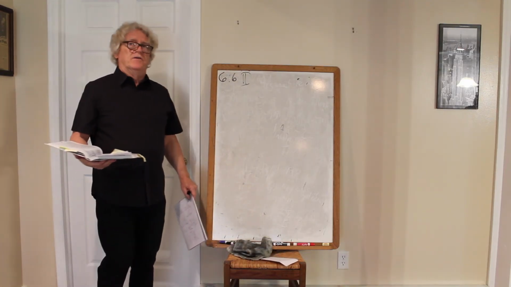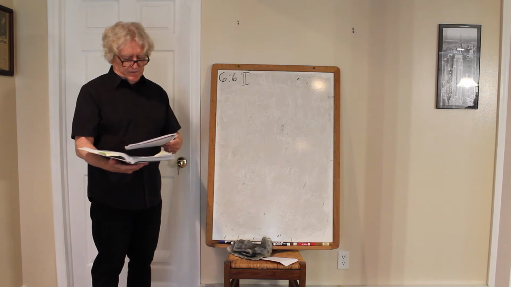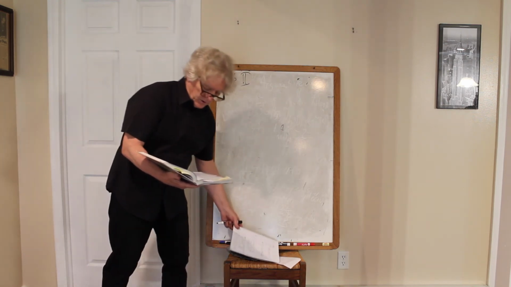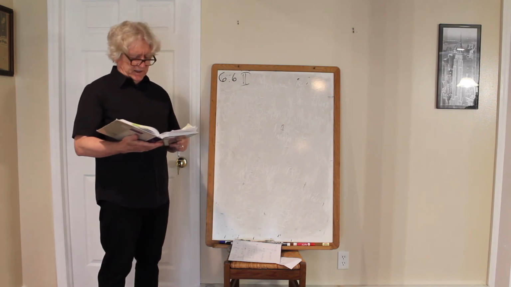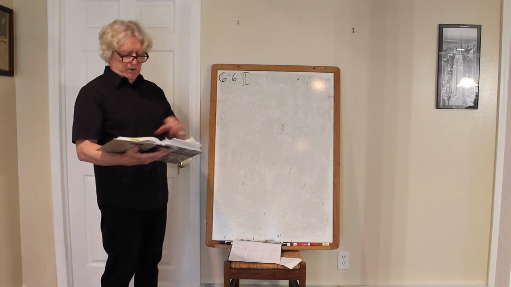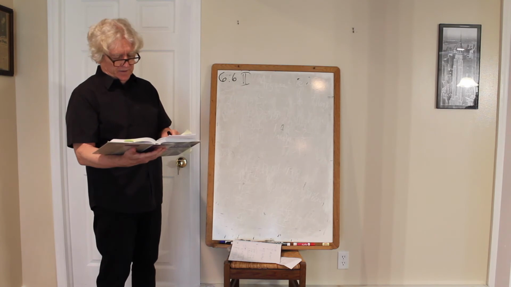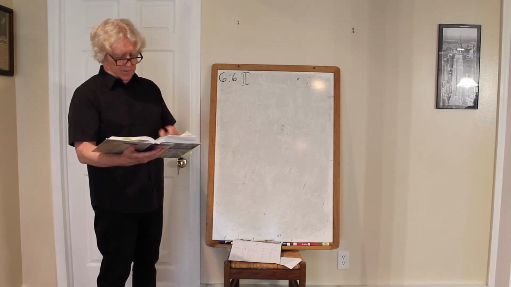Hello everyone, we're back to the exercises, and this time 6.6, Roman numeral 2. It says translate the following into symbolic notation and then interpret them in light of the 8 argument forms. So you have word problems here. That's basically the sum and substance of it. Not a great big problem.